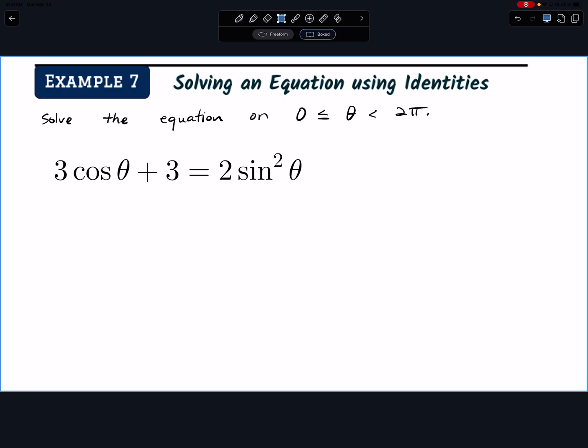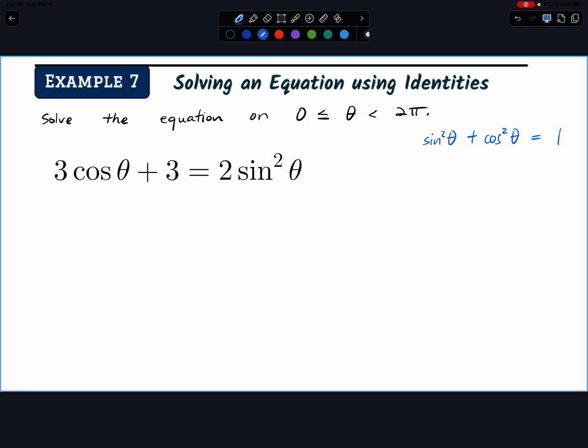So notice that the slide says using identities, okay? So this is how I want you guys to think about it. I already have cosine, okay? We have an identity that ties together sine and cosine, okay? So this is from last chapter. There was a box that had this. Okay, hopefully that looks familiar.